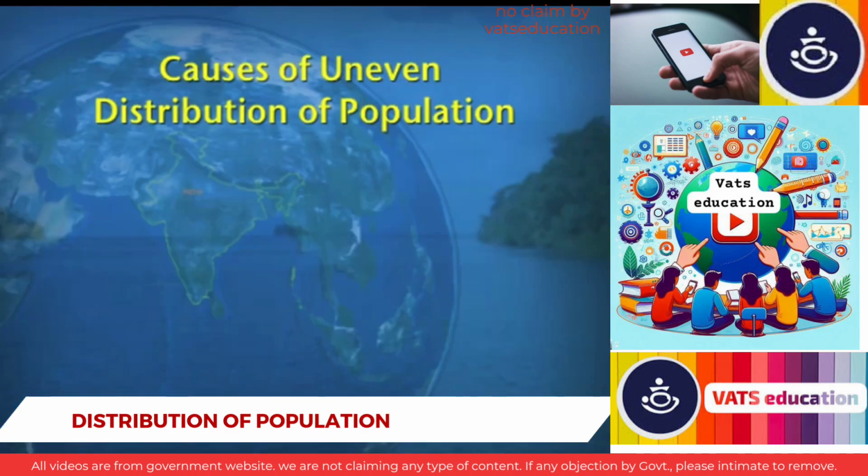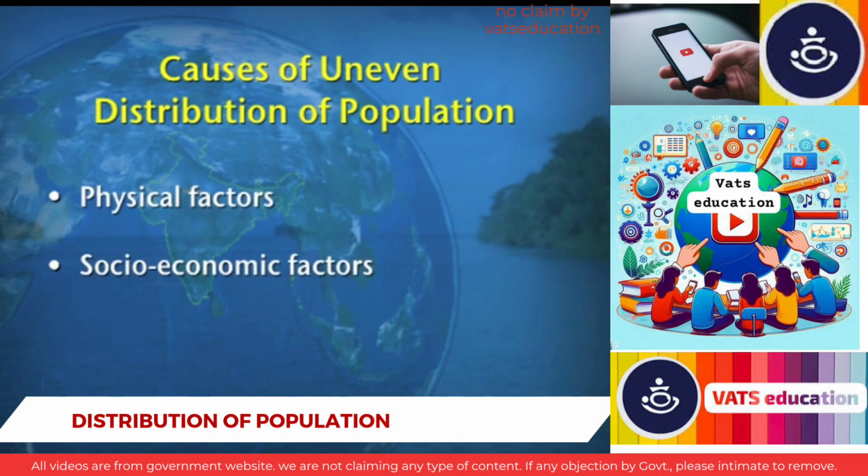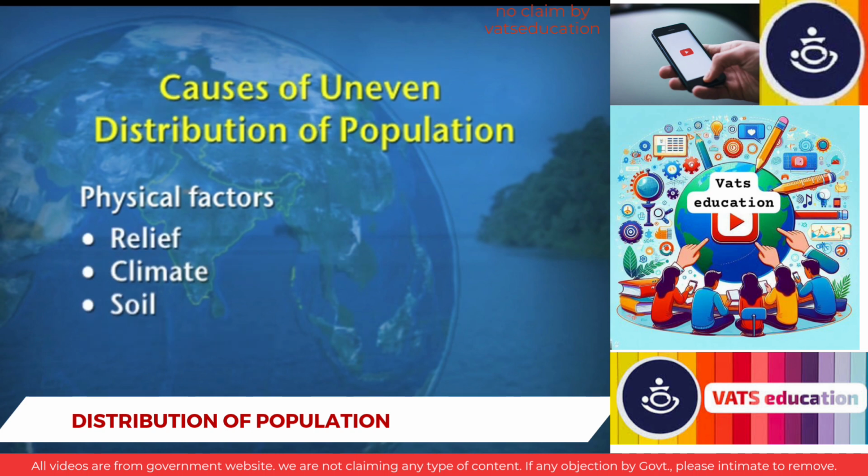Now the question arises, what are the causes of this uneven distribution of population in the country? There are certain factors: physical factors, socio-economic factors, and historical factors which are responsible for the uneven distribution of population. If we take up the physical factors first, physical factors means maybe the relief, climate, soil. These are the factors which come under the physical factors.